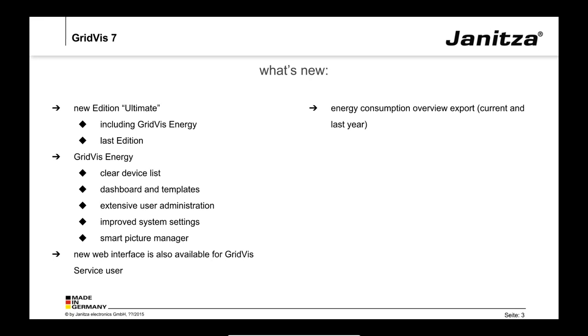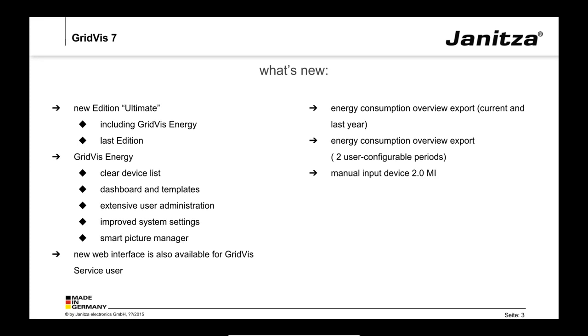Okay, then we have new exports. That is for the GridVis desktop. We have an energy consumption overview export. We have one with current and last year. You can compare the current and last year, and you have a graph. I will show that later. We have an energy consumption overview with 2 user configurable periods. It's a little bit different, but the structure of the export is very similar.